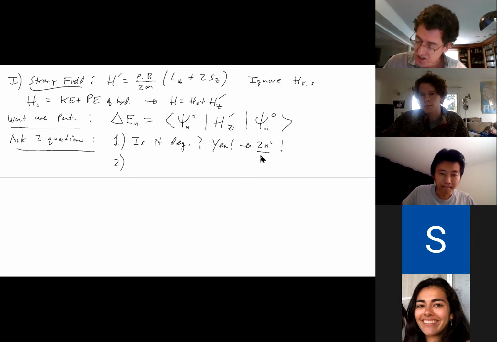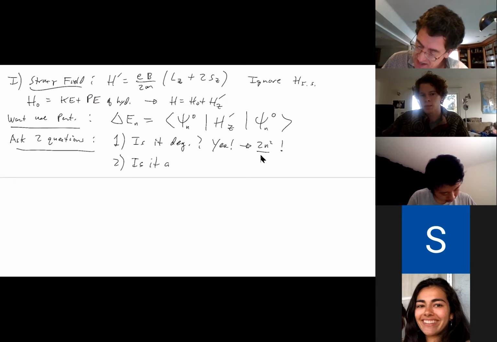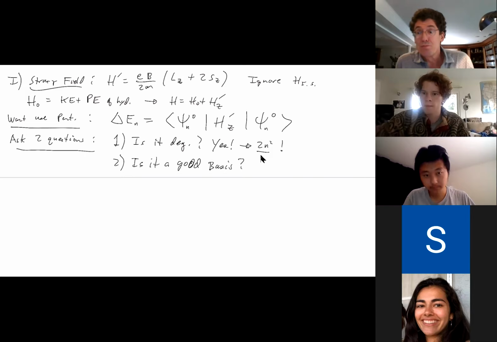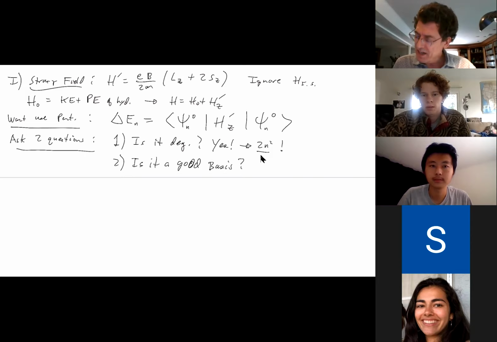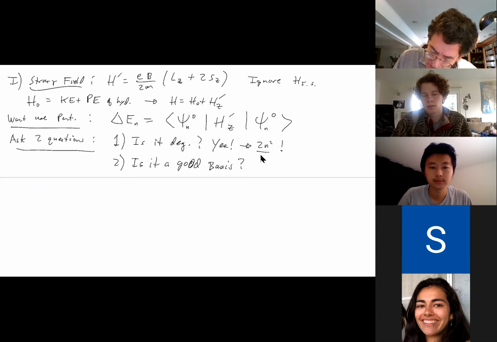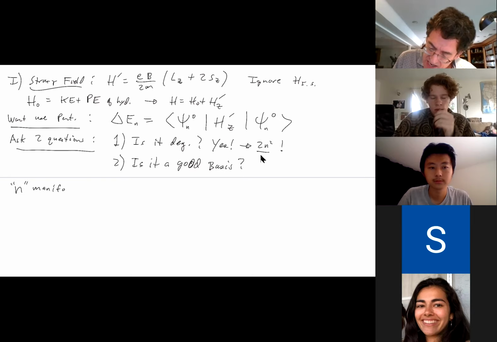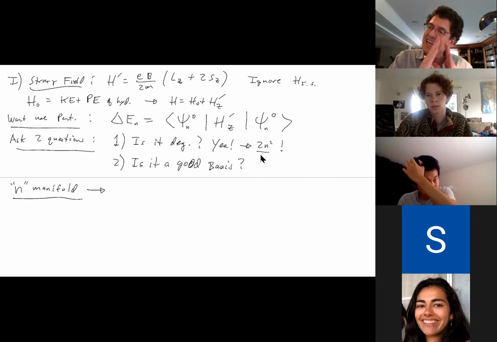Is it a good basis? Whatever basis we have, or is the basis we're using a good basis? Is it a good basis? So what basis do we have? How many bases do we have? So our degenerate state, we're in the n, I call it the n manifold. That means that we're on the nth level, which has a bunch of degeneracy. And how do we index those states? What are the quantum numbers? That's our basis, basically the quantum numbers.